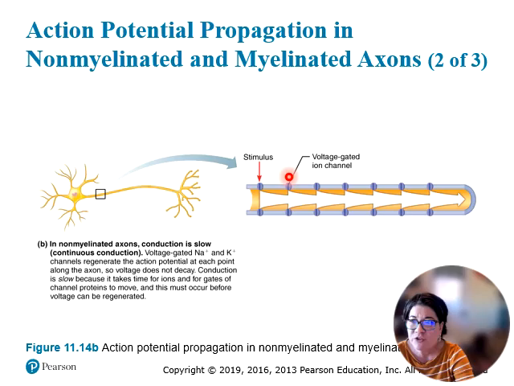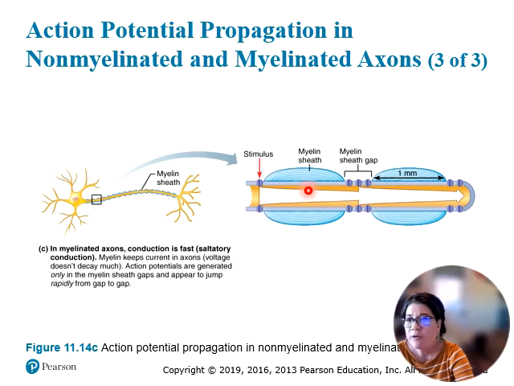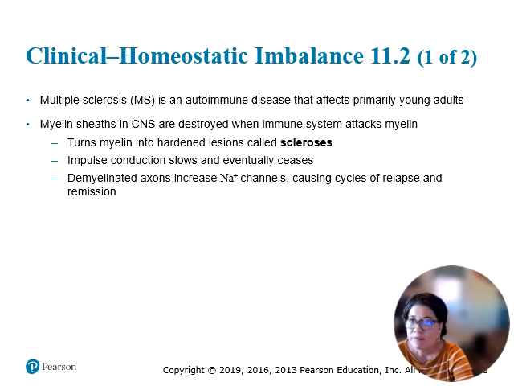Here are your voltage gated ion channels. These are the little gaps in the myelin sheaths. It can let in the ions and keep conducting the nerve impulse, and it stays stronger. Oh, here, this is what I meant. So these are the myelin sheaths, and then you have the little gaps in between where ions can rush in.